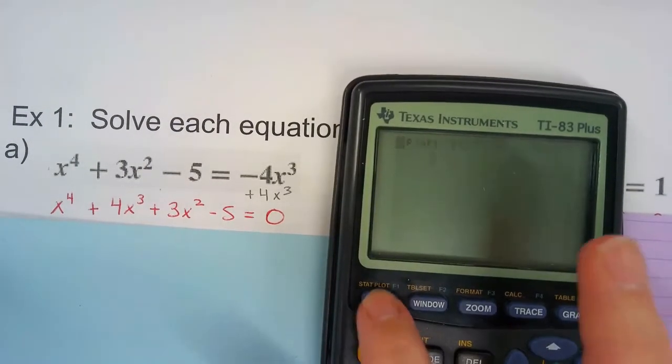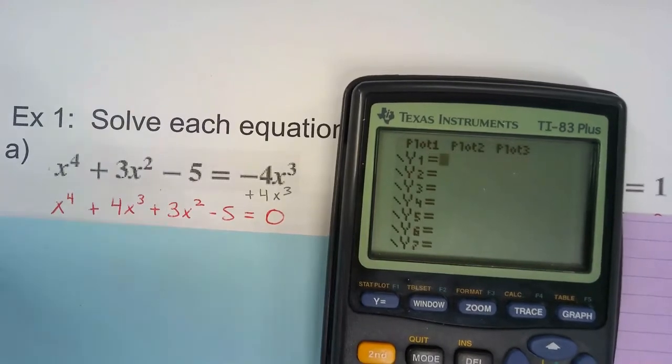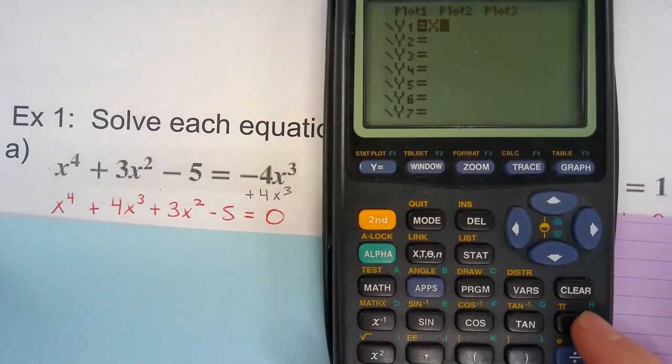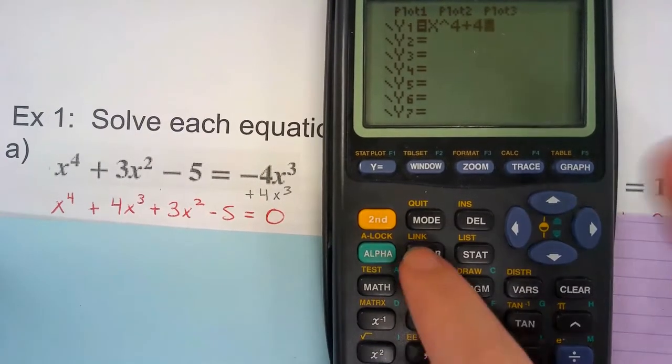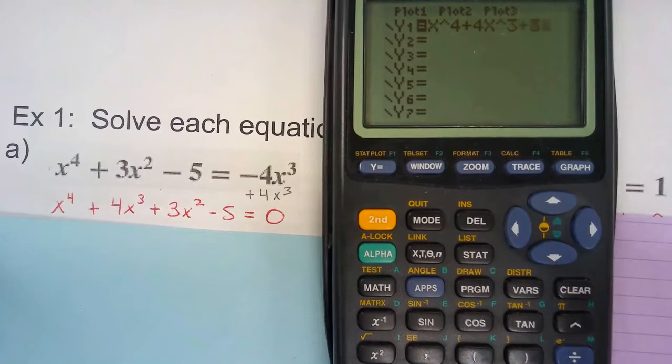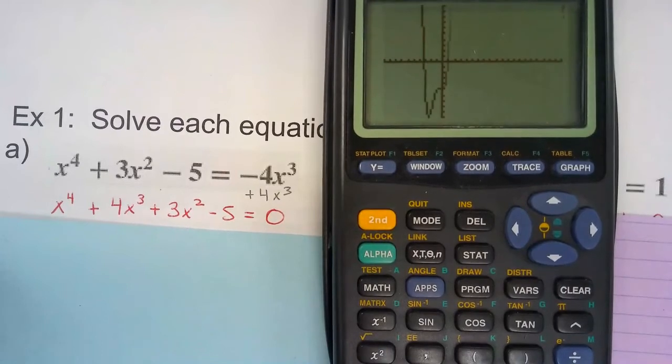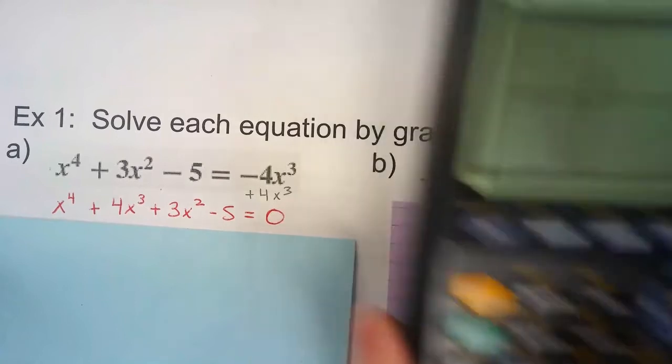So remember, you want to hit y equals, clear out anything else that's already in there, and then start typing it in. So x to the fourth. Remember, your exponent button is this guy here, your caret key, to the fourth, plus 4x to the third, plus 3x squared, and then minus 5. And then I'm going to hit graph so that I can see what my graph ends up looking like. Now, same question we had before.